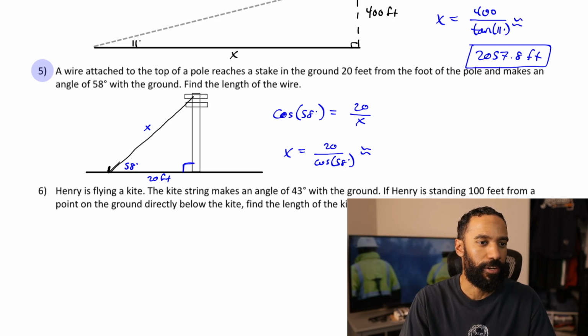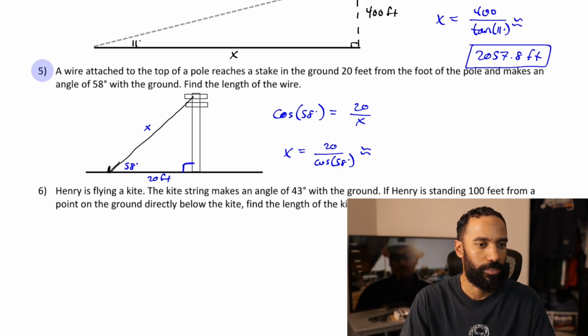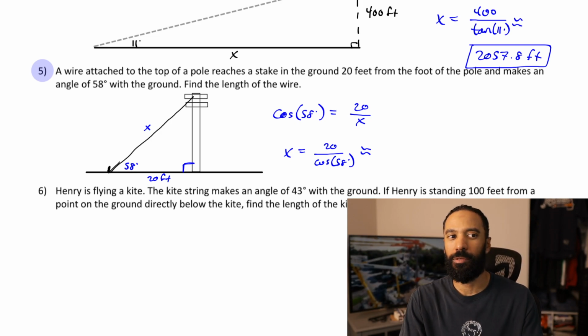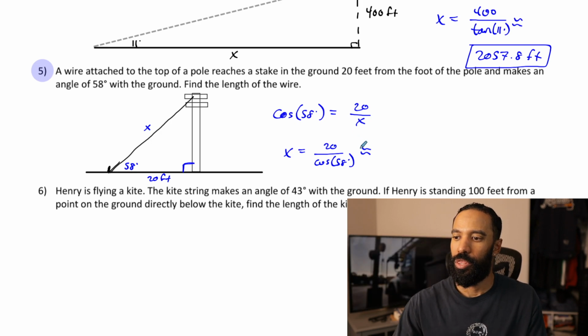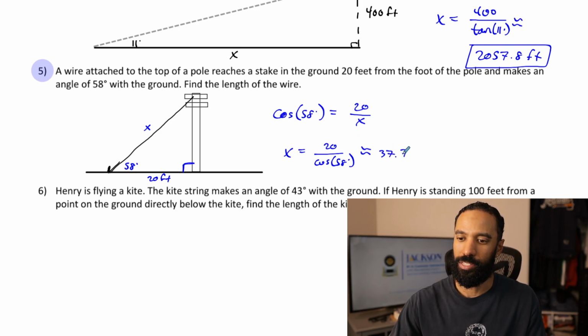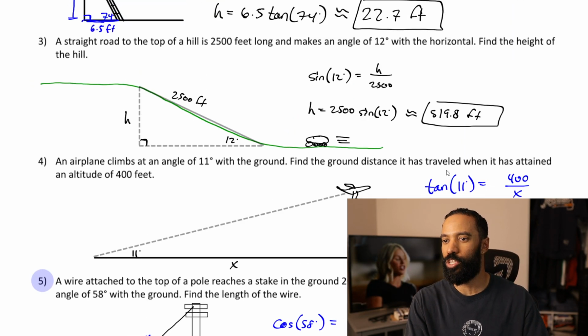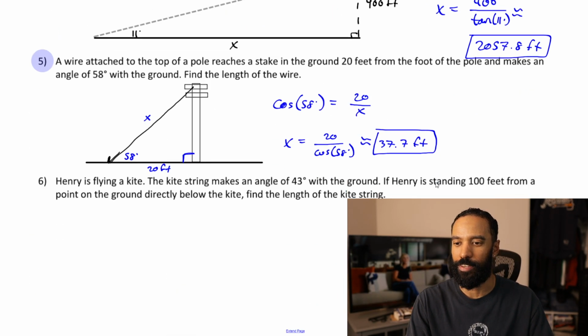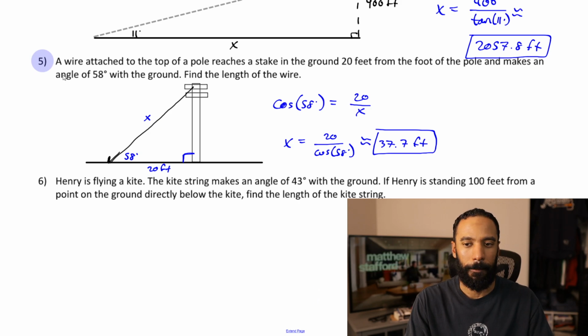Oh, I didn't do over. I just did 20 times. 20 divided by cosine of 58. 37.7. I wasn't even close. 37.7 feet. Has everything been in feet so far? Hopefully I've been using units. Feet. All right.